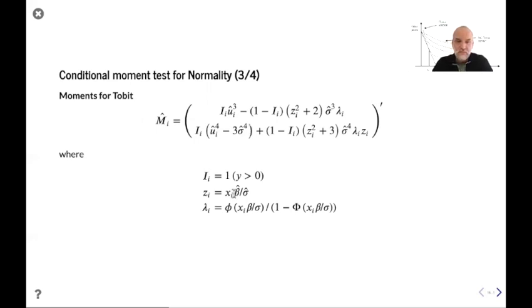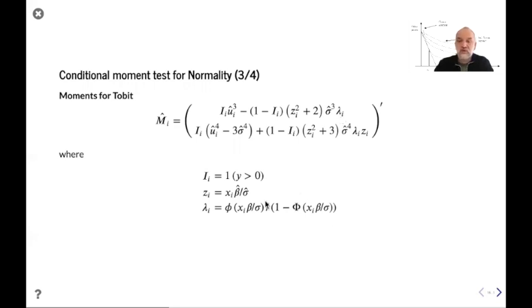This indicator here that appears in the other part is due to the censored part of the distribution. As you can see, they depend on the normality assumption. There's the inverse Mills ratio and a bunch of stuff I'm not going to go into details with. But the bottom line is you can see that these conditional moment restrictions can be derived under the null that the errors were actually normally distributed. That is under the null of the Tobit model. Then you get these expressions here, and these are things you can calculate.